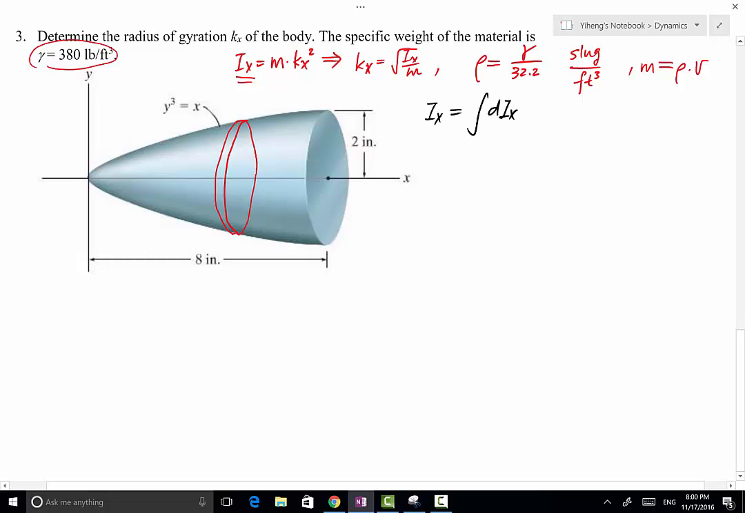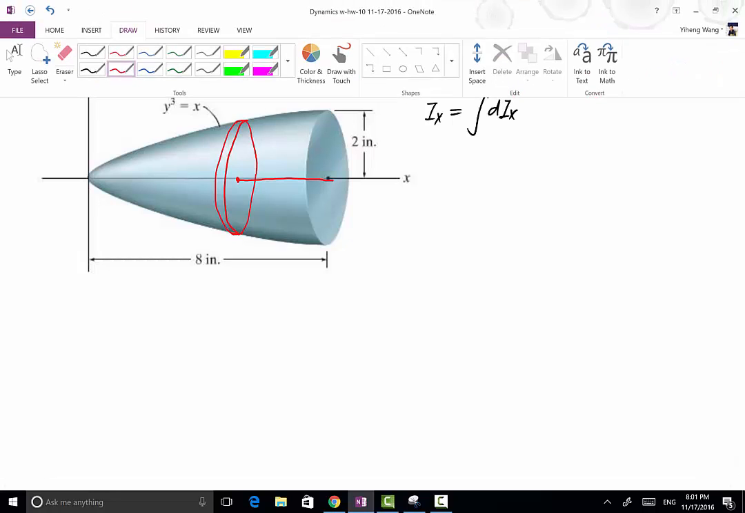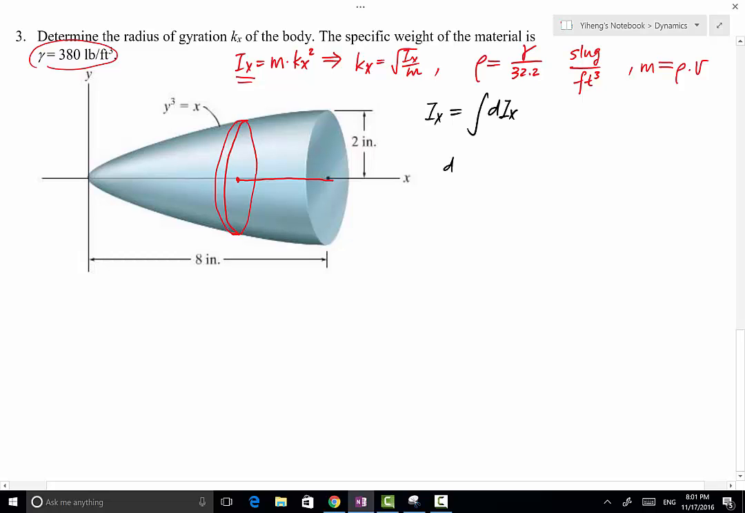If we choose one of these thin plates as our differential element, this x-axis passes through its center of gravity right here. We can look up the formula either on the internet or from your book. We can tell that this dIx for this thin plate can be evaluated as 1/2 r squared times dm. dm is its total mass, and r is its radius. So in our case, this is 1/2 y squared dm.